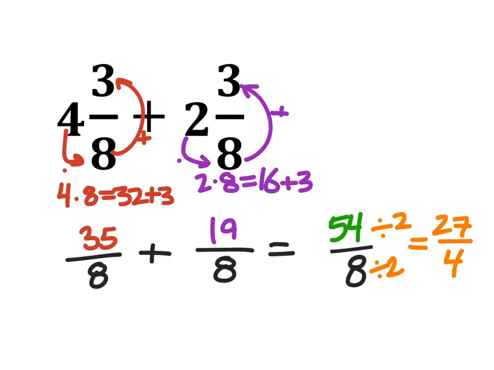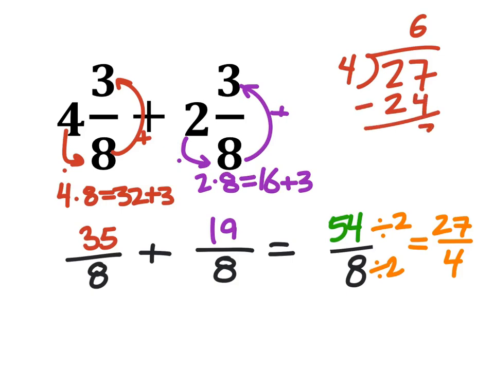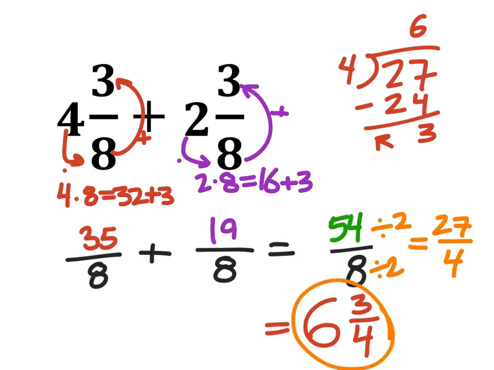So 27 fourths, I need to change this into a mixed number, right? So I'm going to take the 27 and divide it by 4. 4 goes into 27 six times, right? 6 times 4 is 24. So we'll subtract that. We got a remainder of 3, which means that my final answer, the quotient was 6 with a remainder of 3 in fourths. So this would be my final answer right there.